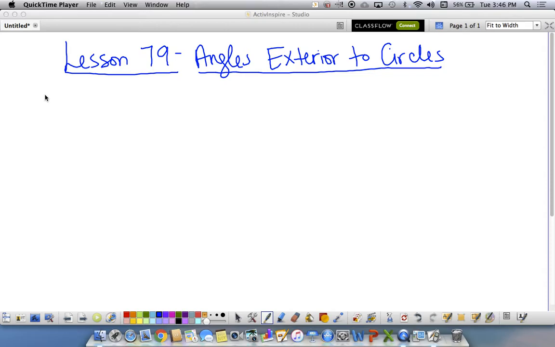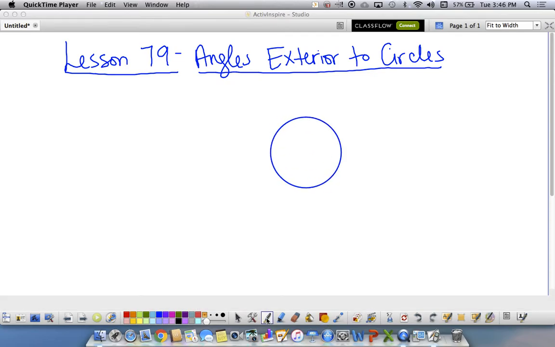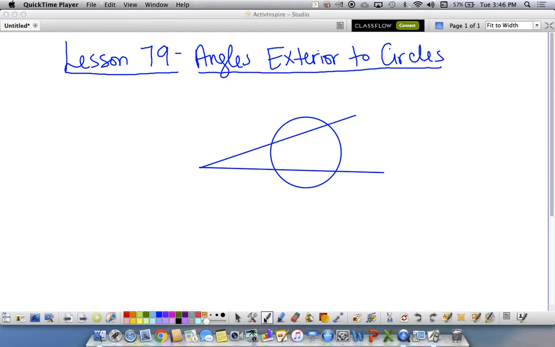So let's keep on going and talk about angles exterior to circles. What is an angle that's exterior of a circle or to a circle? I said the exterior of the circle is the set of all points outside the circle. So an exterior angle has its vertex outside the circle. What does that look like? Alright, so actually let's draw lines.